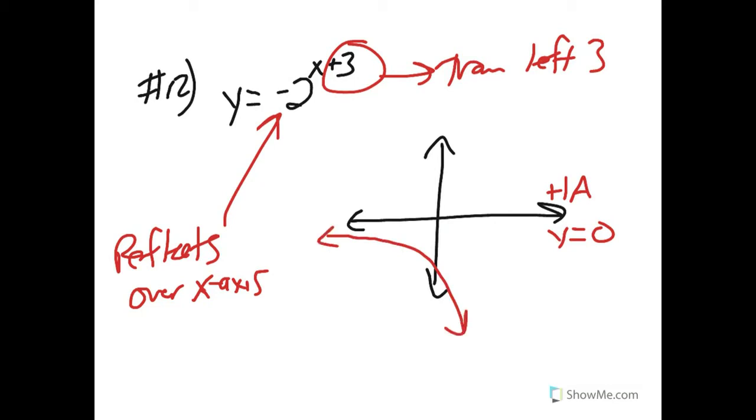If it's moved to the left 3, when we get to negative 3, negative 1, that would make the y-intercept negative 8. How can you tell it's negative 8? Put 0 in for x. 0 plus 3 is 3. Negative 2 to the third, negative 8.